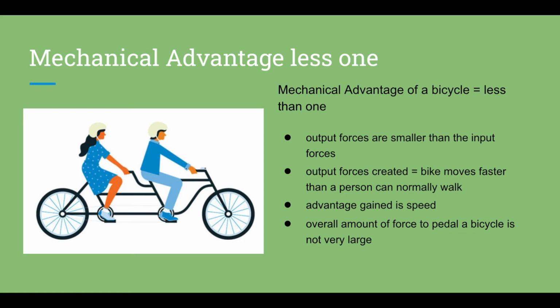So the mechanical advantage of a bicycle is usually less than 1. The output forces are actually smaller than the input forces. So how can bicycles be so useful if they have such a small mechanical advantage ratio? The output forces cause the bicycle to move faster than a person can normally walk. So the advantage gained is actually in speed. As well, the overall amount of force to pedal a bicycle is not very large at all. So the person on the bicycle gets to enjoy speed and comfort for the work they've done.